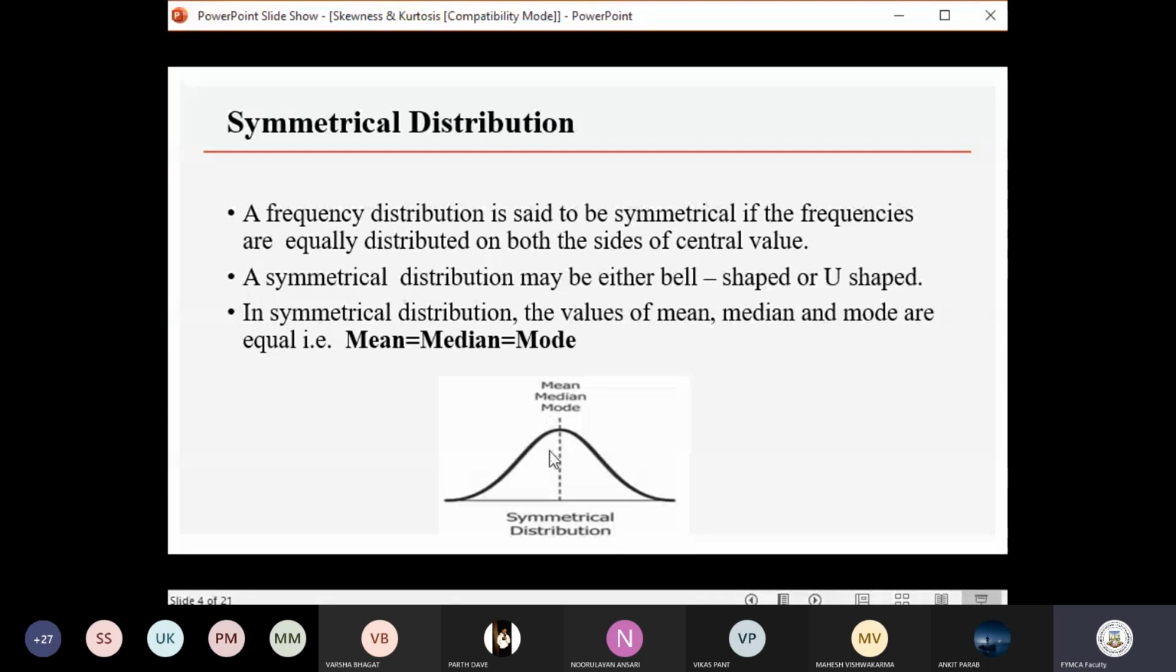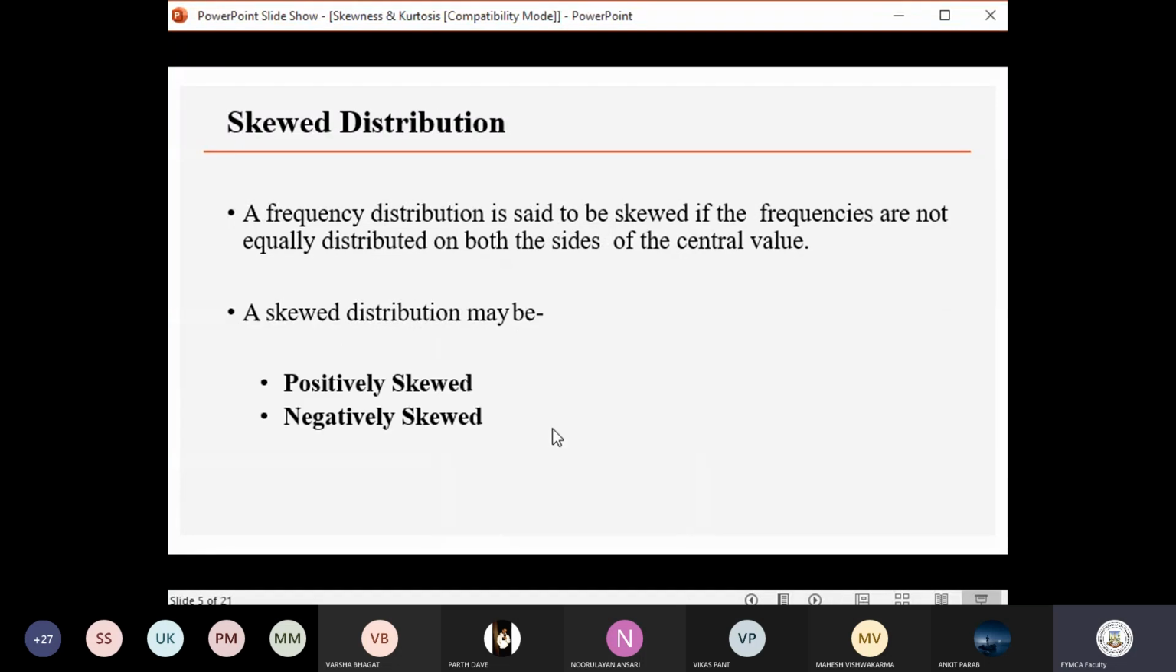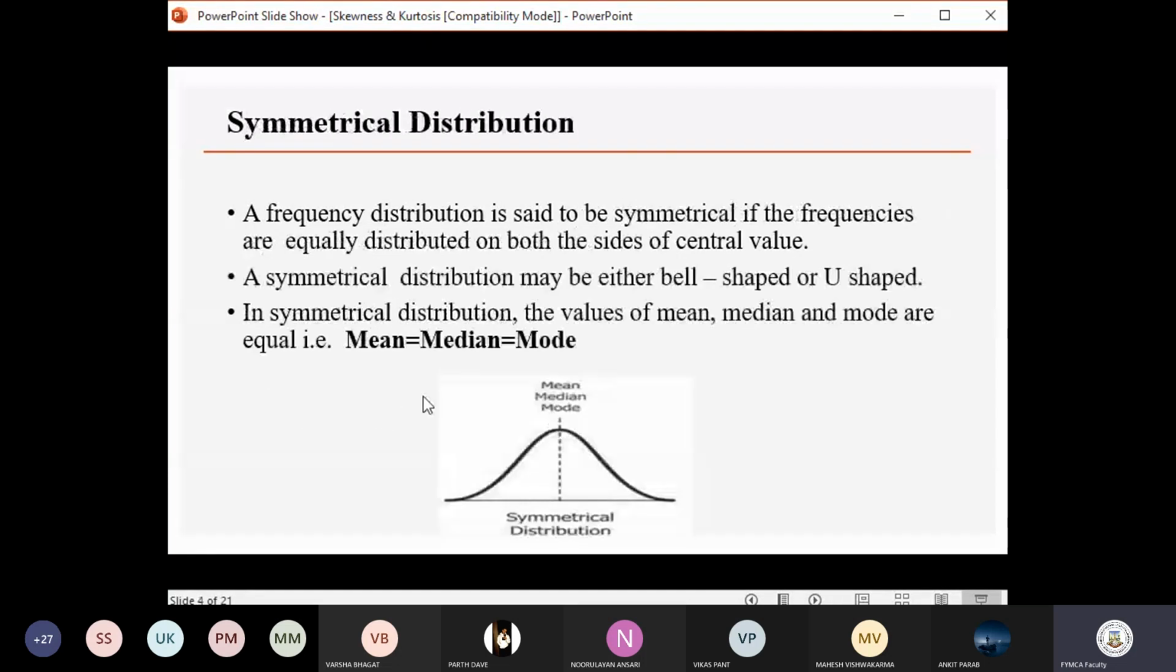So you can see this symmetrical distribution, which is in a bell-shaped or U-shaped format. What this symmetrical distribution tells you is that the mean, median, mode all lie on this central value. So the calculation of mean, median, mode is very easy in this particular symmetrical distribution. But what about the asymmetrical case? In the asymmetrical cases, the structure will be called skewed, that is, it is having some type of skewness.